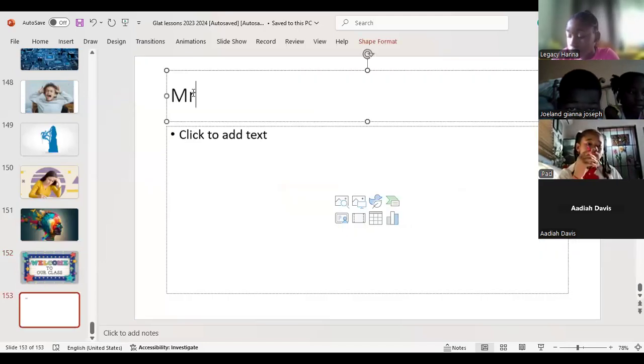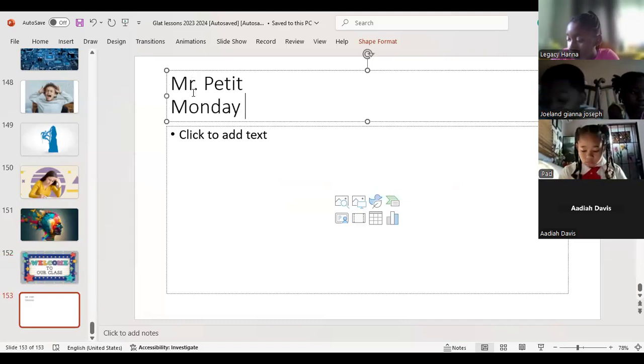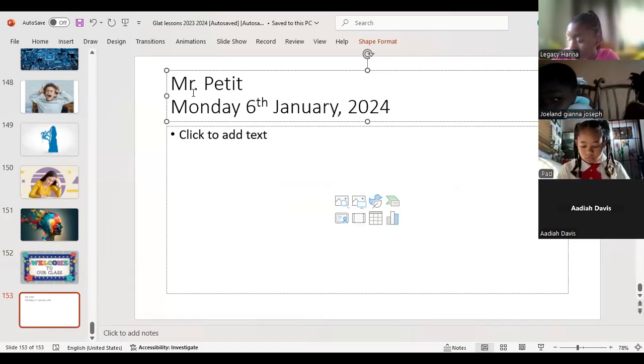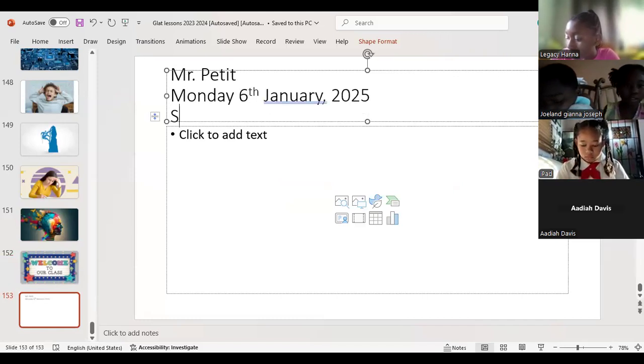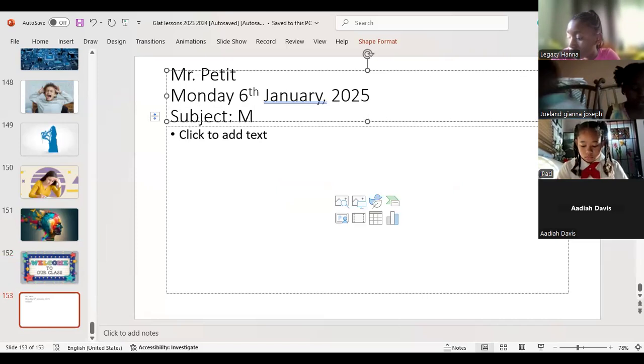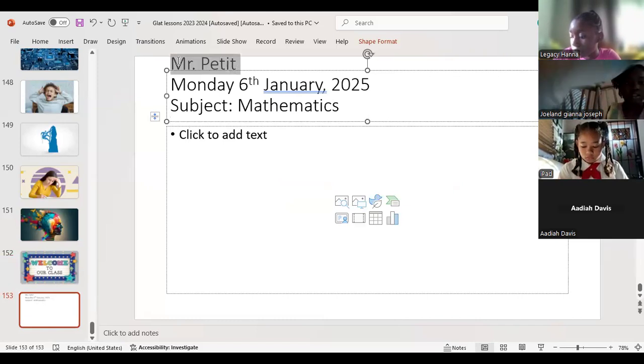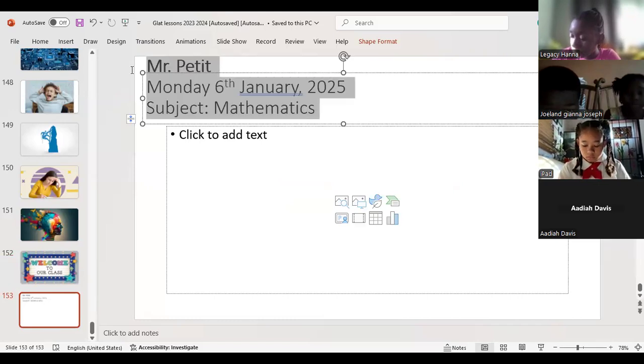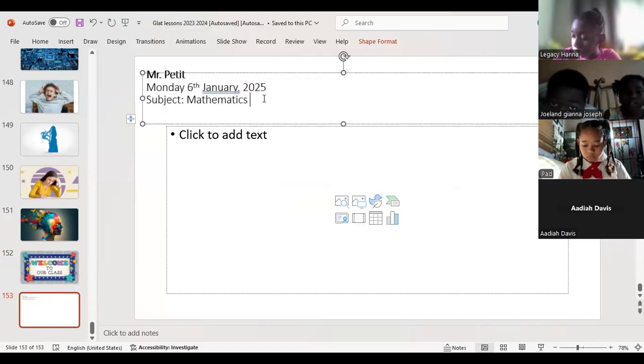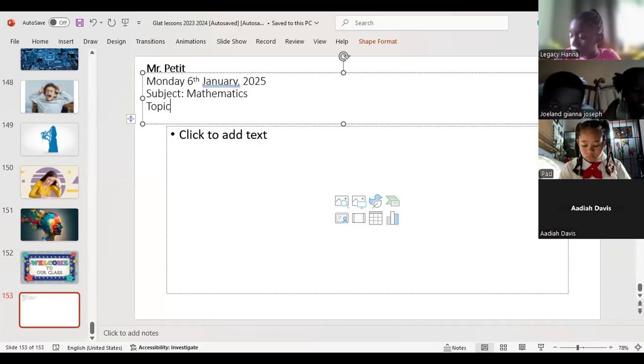My name is Mr. Petit. Today is Monday, the 6th of January, 2025. The subject is, of course, mathematics. We're going to be looking at a topic, and we can see how far we get with perimeter.